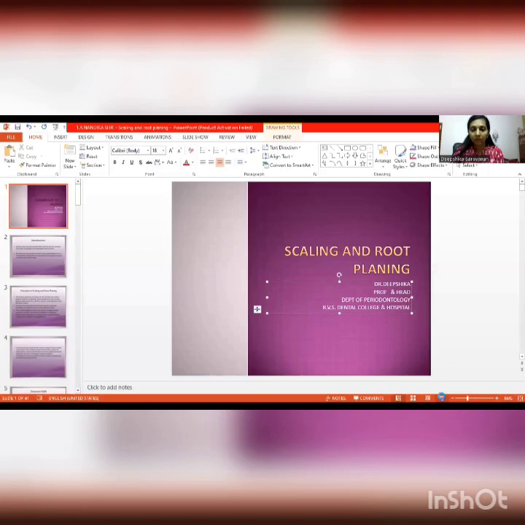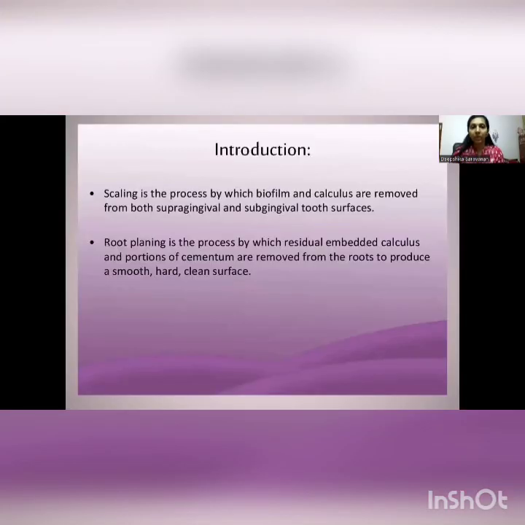Saravanan, and I'm here to talk to you about scaling and root planing. Scaling is a process by which the biofilm and calculus are removed from both the supragingival and subgingival surfaces. Whereas root planing is a process by which the embedded calculus and a portion of diseased cementum will be removed to produce a smooth, hard, and clean surface.